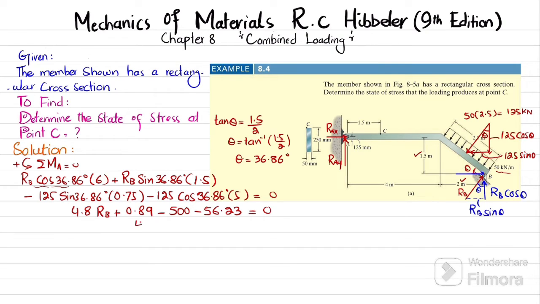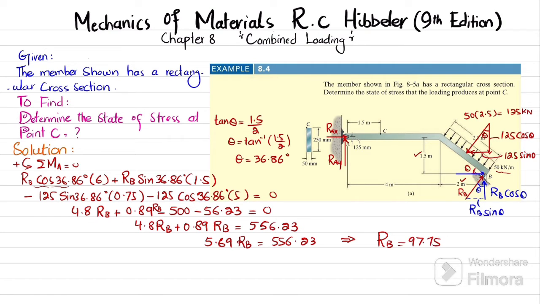So it means that 4.8 RB, the second term is 0.89, and there is RB as well, plus 0.89 RB is equal to 556.23 kilonewton. So I will get 5.69 RB is equal to 556.23, and from here you will get RB will be equal to 97.75 kilonewton. Now we'll find this RAX and RAY by using another equation of equilibrium.